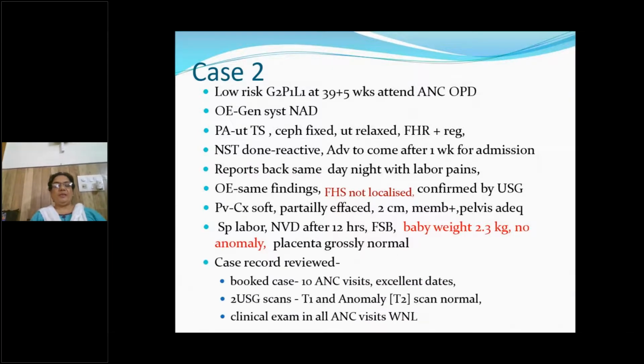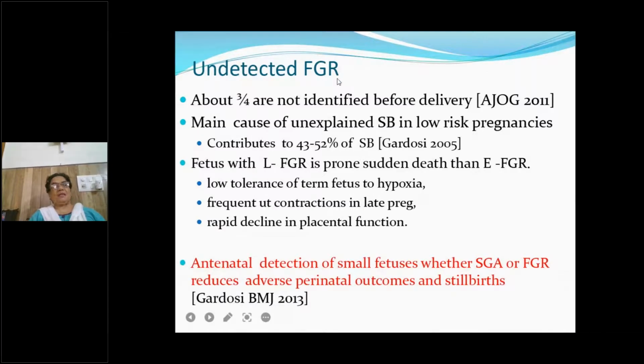So what has happened? We went back to the case sheets. She was a booked case, had 10 antenatal visits, excellent dates, had 2 scans which were normal, and all clinical examinations in all antenatal visits were normal. So what has happened? We had missed the late onset fetal growth restriction. And we all know that late onset FGR babies are more prone to intrauterine death as there is no tolerance to hypoxia. So undetected fetal growth restriction is a common problem, and about 3/4 of these are not diagnosed before delivery.